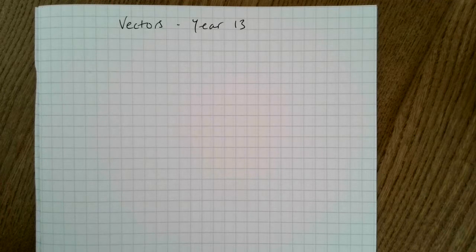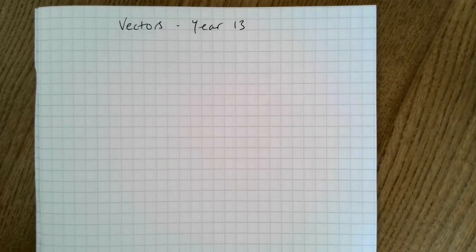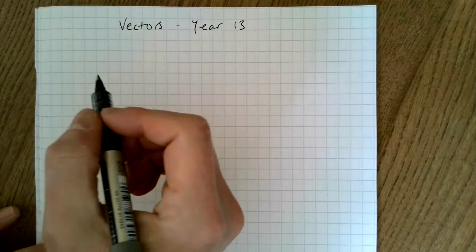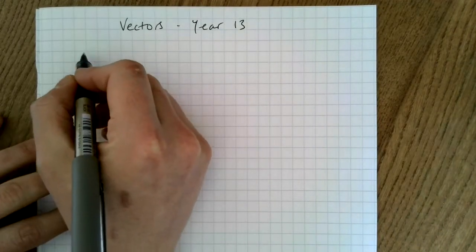So I'm just going to start by running through some of the notation that you've met in Year 12, and then we're going to extend it into Year 13. So what that does really is take everything that you've learned in 2 dimensions in Year 12 and extend it into 3 dimensions in Year 13. So let's start off in 2 dimensions.